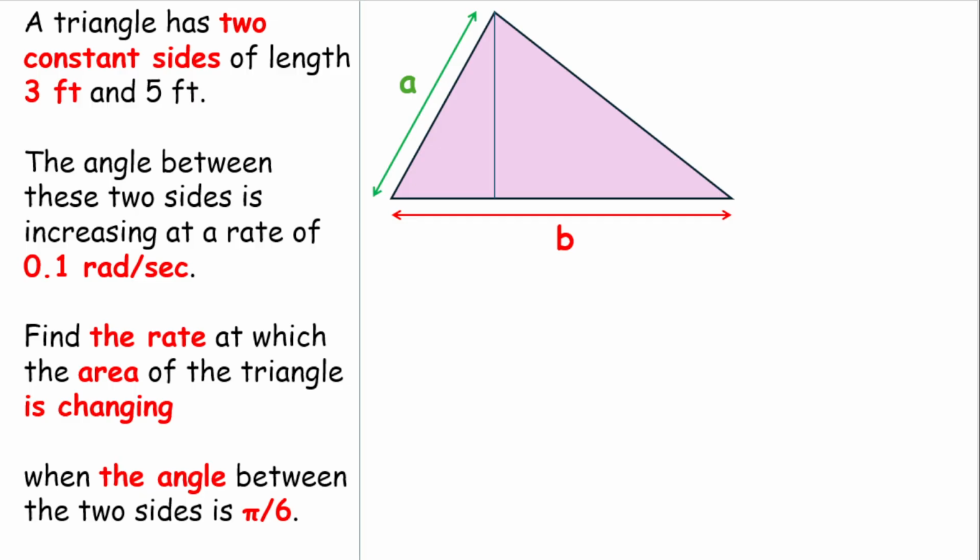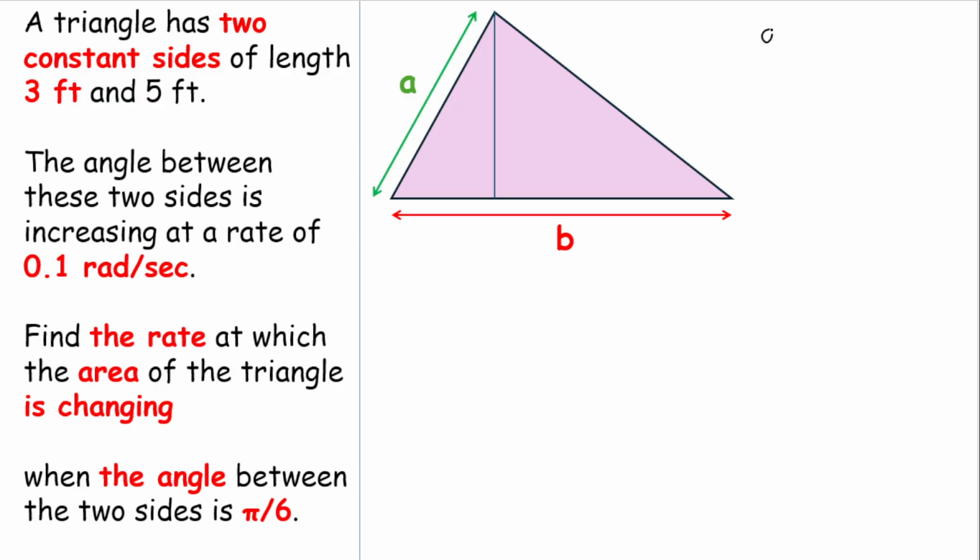A triangle has two constant sides of length 3 feet and 5 feet. The angle between the two sides is increasing at a rate of 0.1 radian per second. Find the rate at which the area of the triangle is changing when the angle between the two sides is pi over 6. Okay, so we have this one here, A and B, and they are constant.